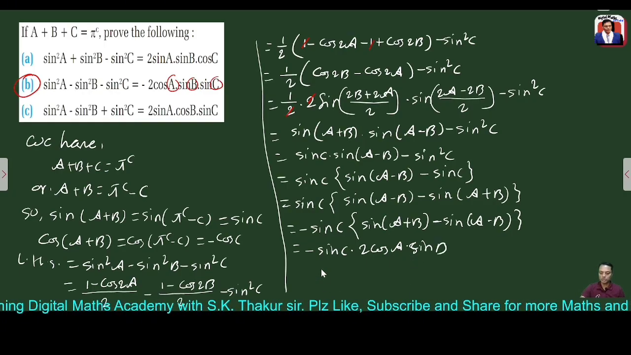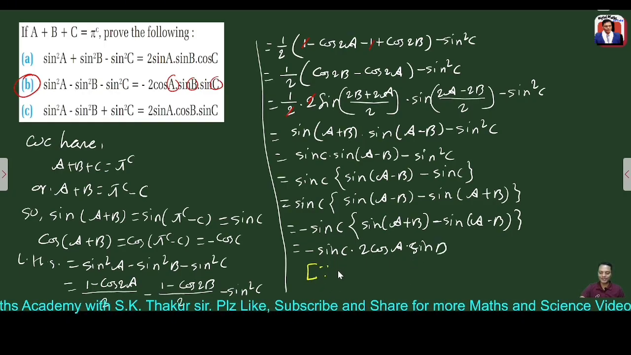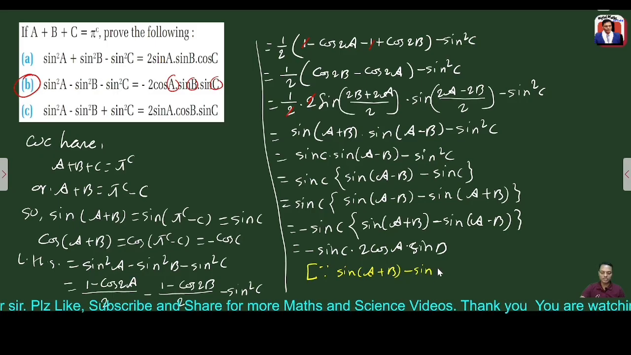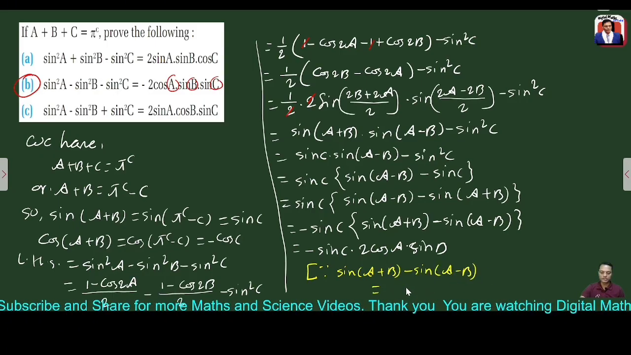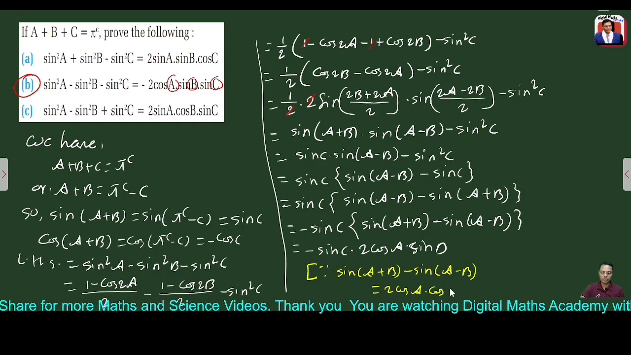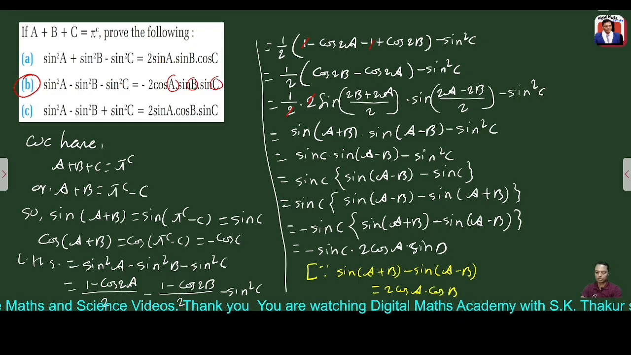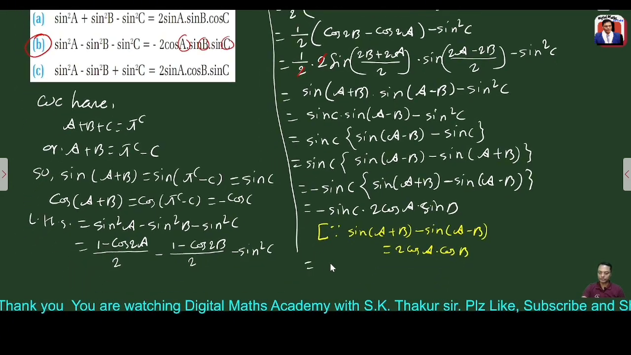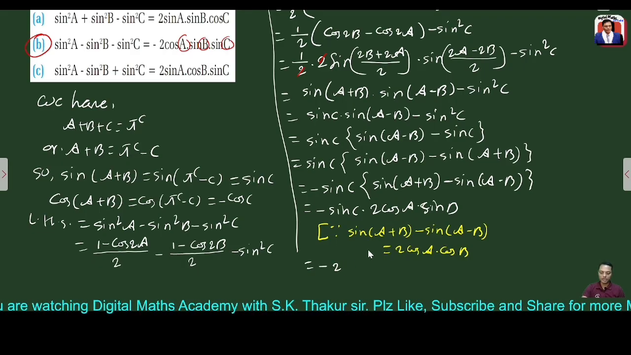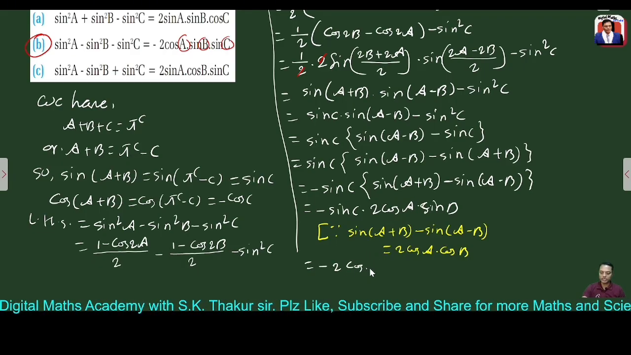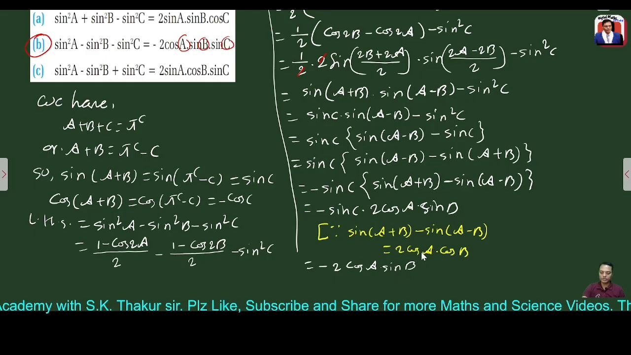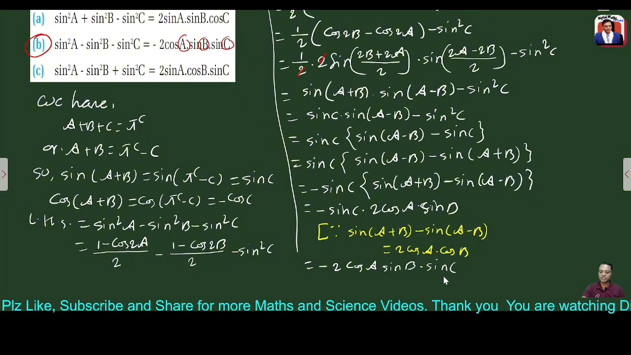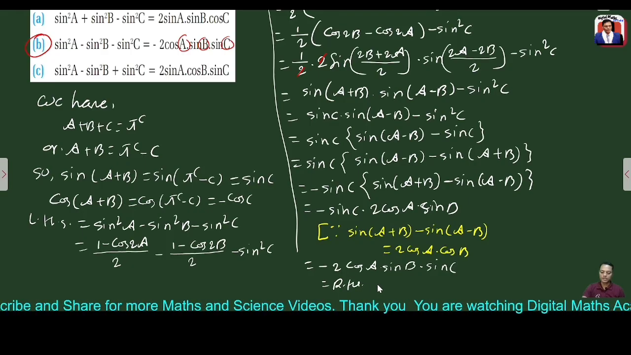Right? It's a formula, so if you write the formula inside the bracket, it becomes more clear. So that is sine A plus B minus sine A minus B, it is 2 cos A dot sine B. Now we are going to open the bracket here. So when you open the bracket, we have here minus, and let's write angle A at first. So we have here minus 2 cos A dot sine B dot sine C, which is our right hand side, and that is proved.